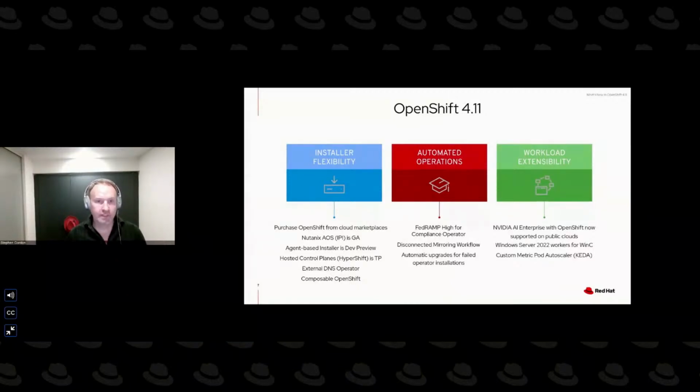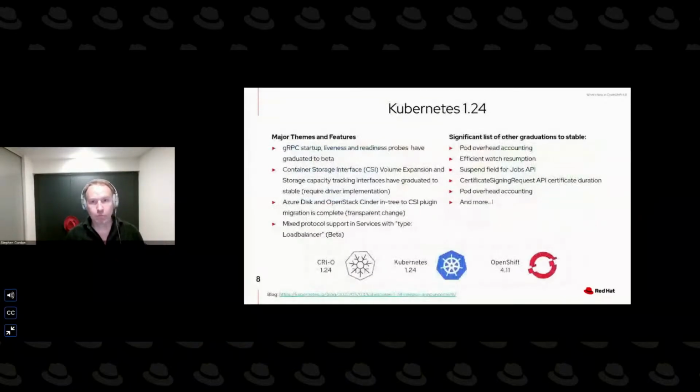At its heart, OpenShift 4.11 is based on Kubernetes 1.24. In the Kubernetes 1.24 release, some major themes and features that we'd like to call out. There's now the ability to define gRPC startup, liveness, and readiness probes as they've graduated to beta. These allow you to add probes to a gRPC application without having to expose an additional HTTP endpoint or an additional exec command, and therefore reduce the overhead of running those probes. The container storage interface has added volume expansion and storage capacity tracking interfaces, and they have graduated to stable at this point.